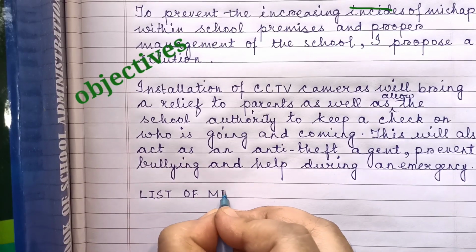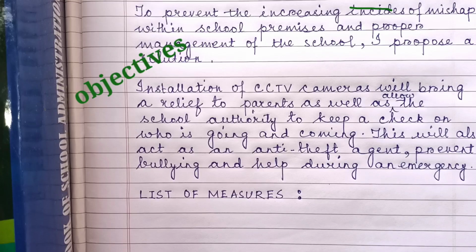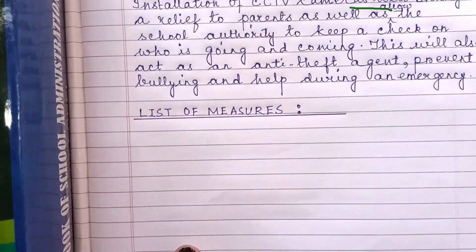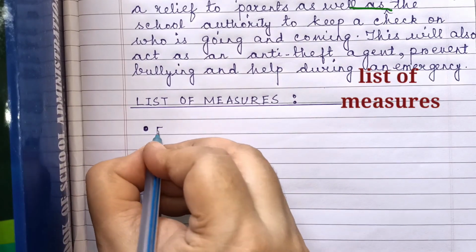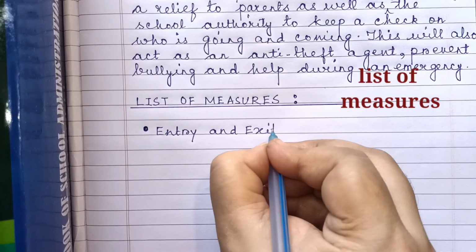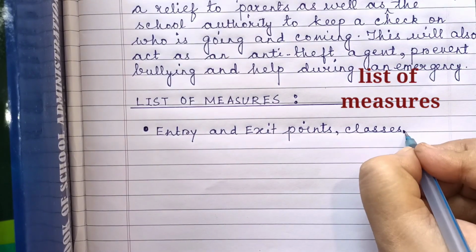Plan everything beforehand. Spend a few minutes before you start writing your proposal. After that, leave a line, write list of measures, and underline it with the help of a ruler. I use bullets in order to make my presentation a lot better. You also follow the same.